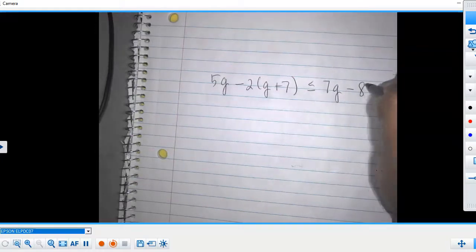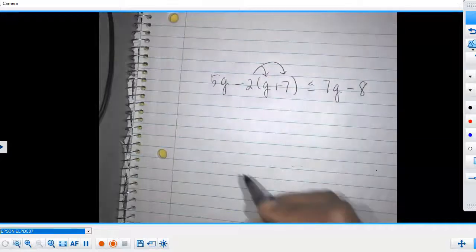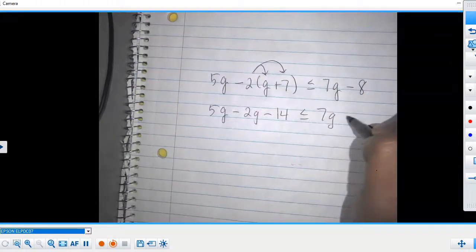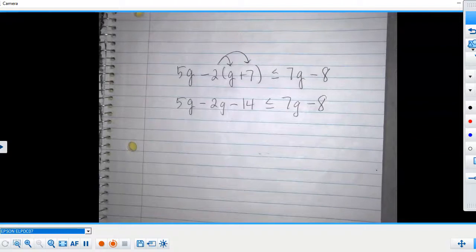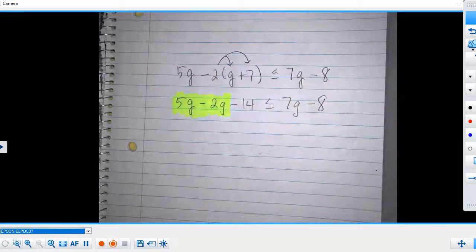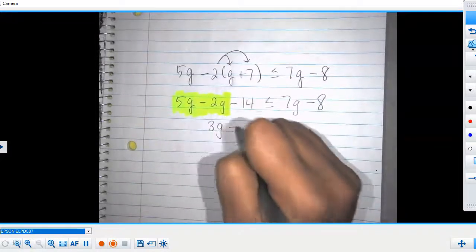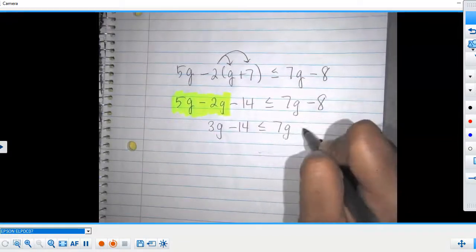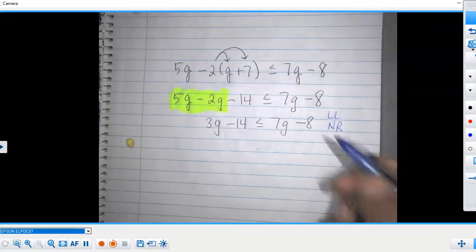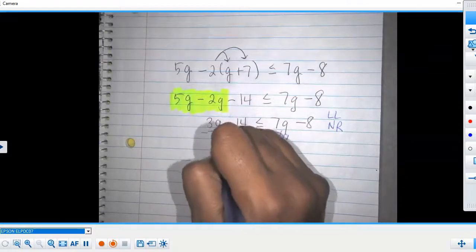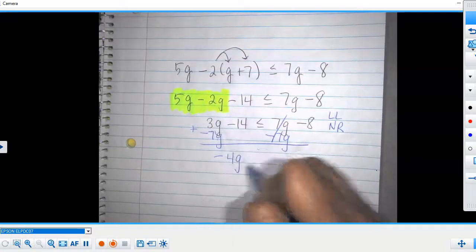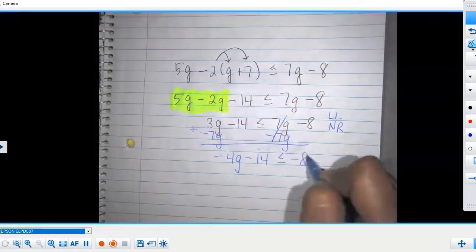Just whole numbers. Okay, so let's do the distributive property. 5g minus 2g minus 14 less than or equal to, nothing to do on this side. Then I can combine like terms here. So that's a 3g minus 14 less than or equal to 7g minus 8. This step, again, letters left, numbers to the right. So I'm going to subtract 7g from both sides. This is a negative 4g minus 14 less than or equal to negative 8.